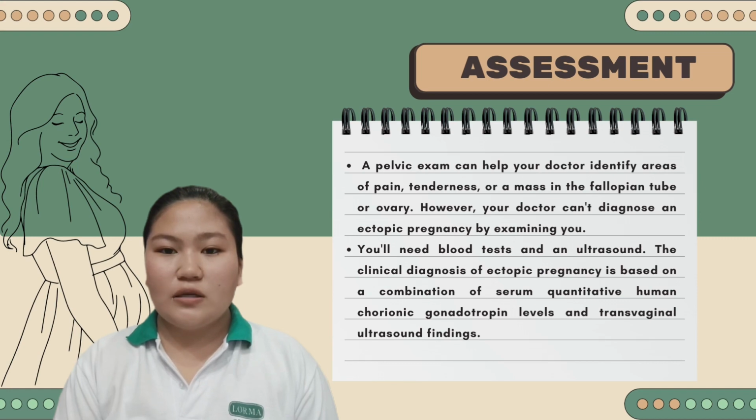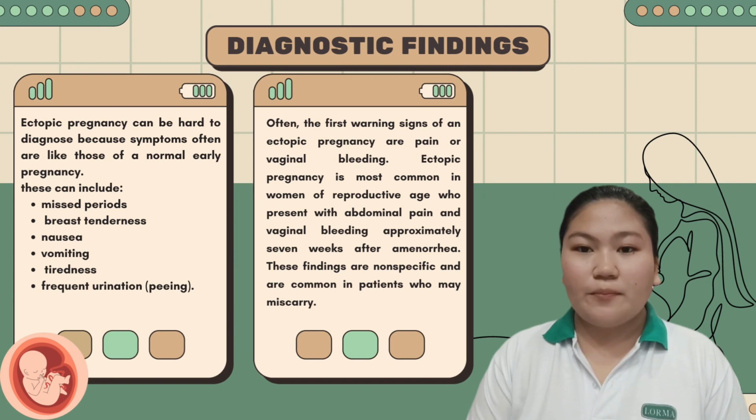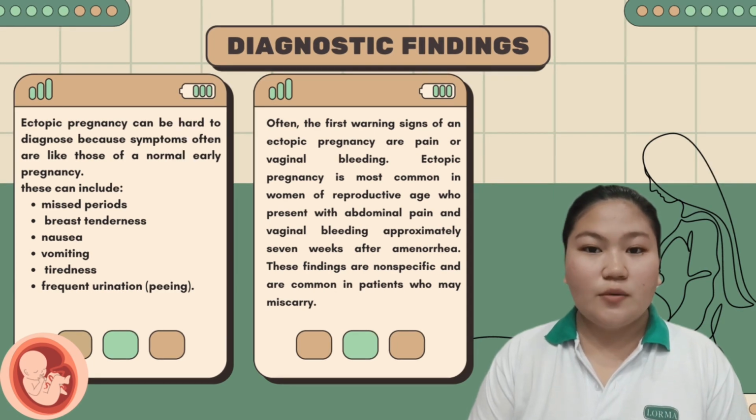The clinical diagnosis of ectopic pregnancy is based on a combination of serum quantitative human chorionic gonadotropin levels and transvaginal ultrasound findings. For the diagnostic findings, ectopic pregnancy can be hard to diagnose because symptoms often are like those of a normal early pregnancy. This can include missed periods, breast tenderness, nausea, vomiting, tiredness, or frequent urination. Often, the first warning signs of an ectopic pregnancy are pain or vaginal bleeding.